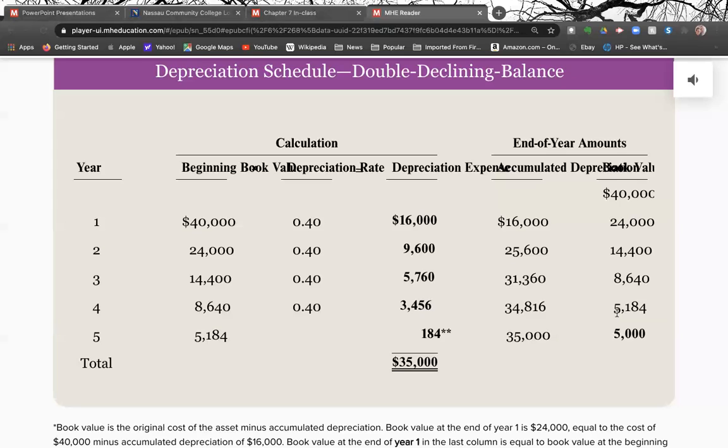How much does the last year's depreciation have to be? Now, again, if you're a robot, you would take the 5,184 and multiply it by 40%, right? Because that's what you did the first 4 years. But remember where you have to wind up. This column has to wind up at 5,000. Right now, it's 5,184. So how much does depreciation have to be the last year? The difference between these two, 184. See it? 184.